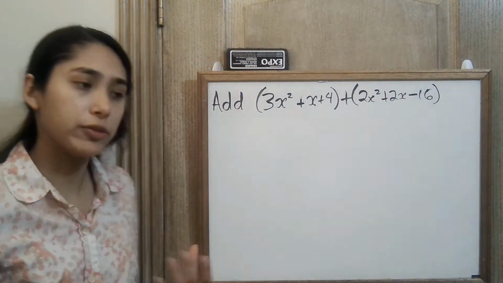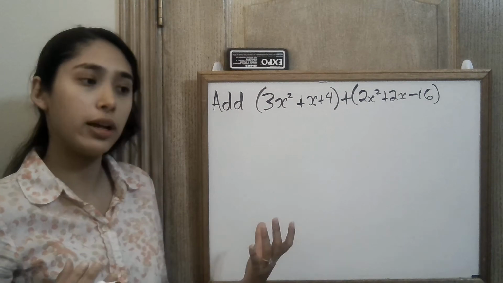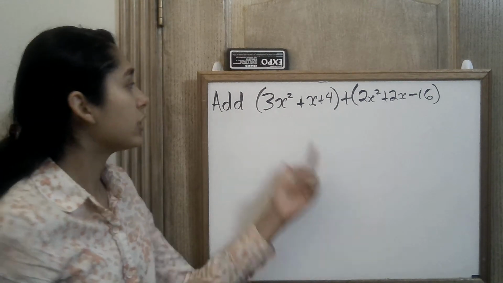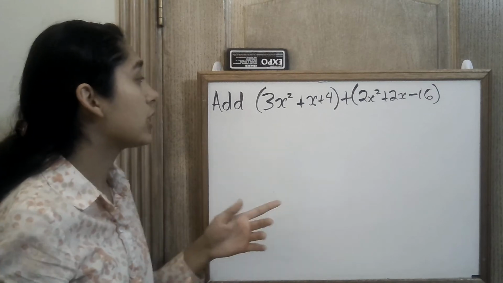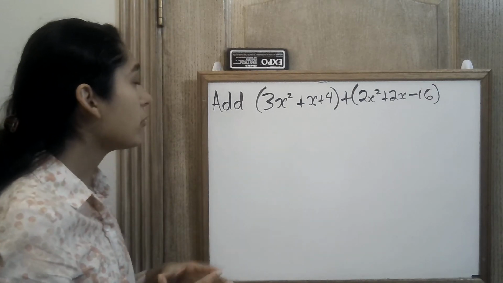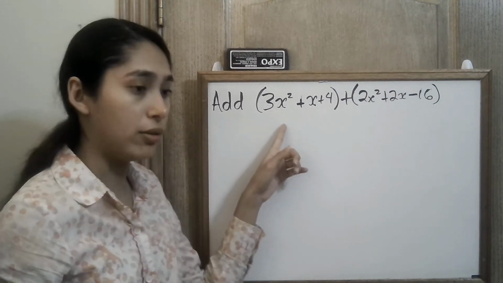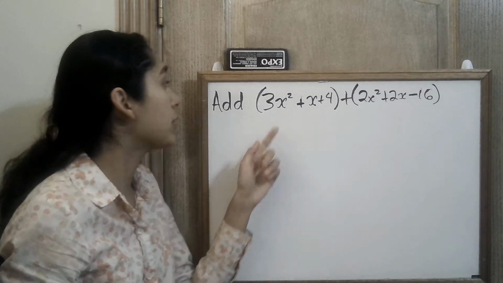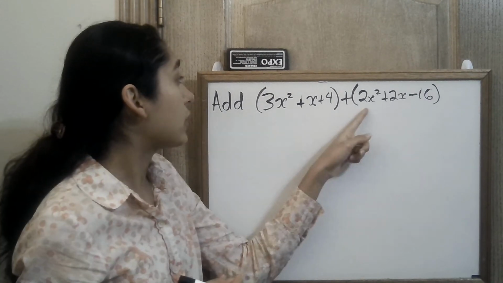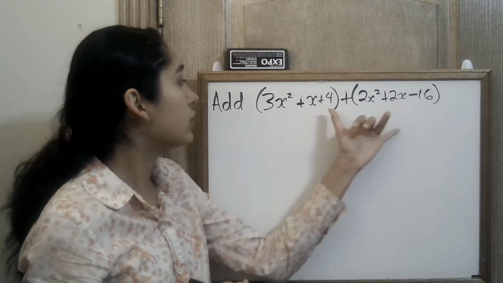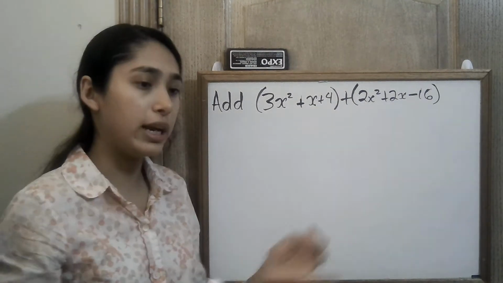Alright, so what do we do first? We're going to identify our variables. Here we see that our only variables are x. We also want to take into consideration the powers or the exponents on those variables. So we have x squared, we have x to the power 1, x squared again, x by itself, and these two are constants. Great!